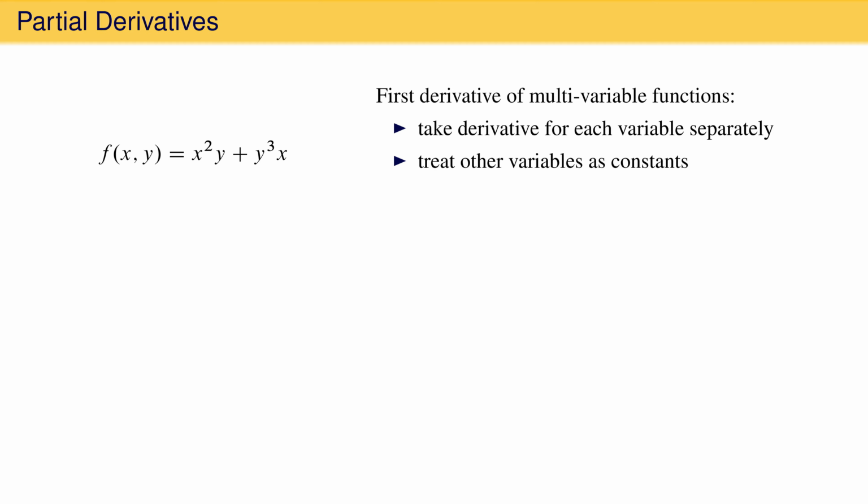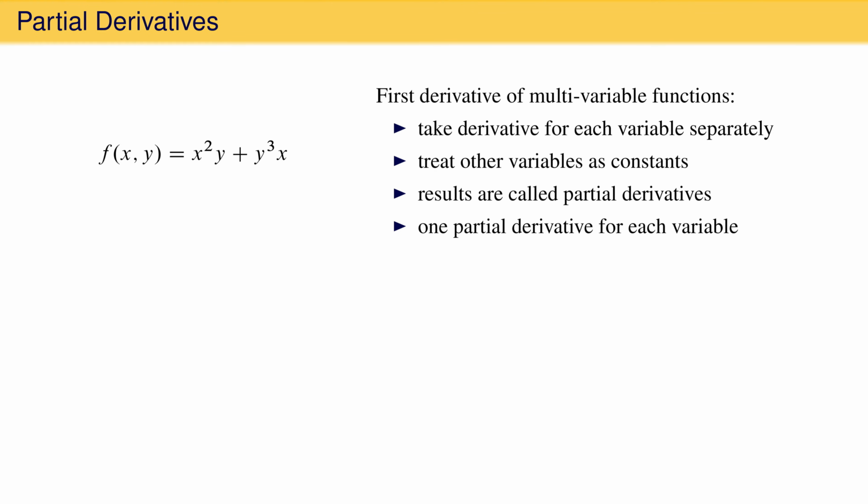Because each of these derivatives is with respect to only one of the variables at a time, the derivatives are called partial derivatives. There will always be one partial derivative for each variable in a multivariable function. For our example function, there will be two, one with respect to x and one with respect to y. To distinguish derivatives of single variable functions from partial derivatives, we use different symbols.